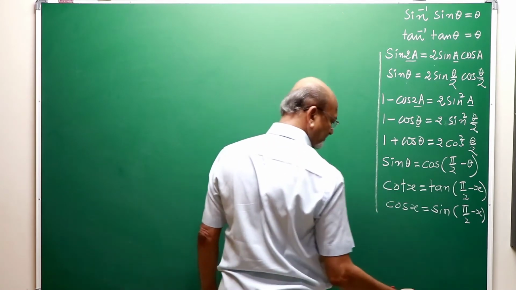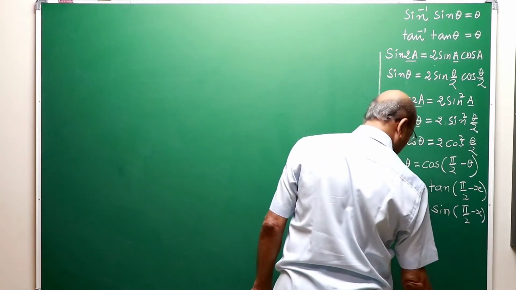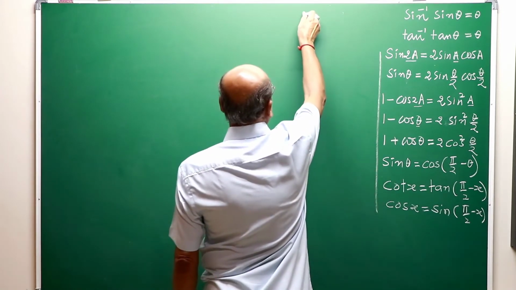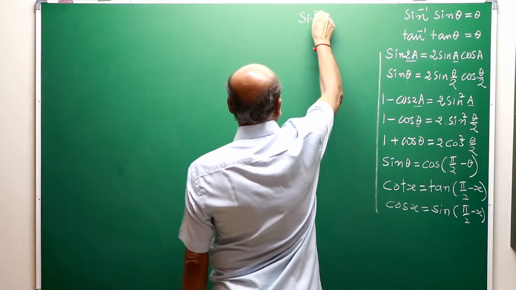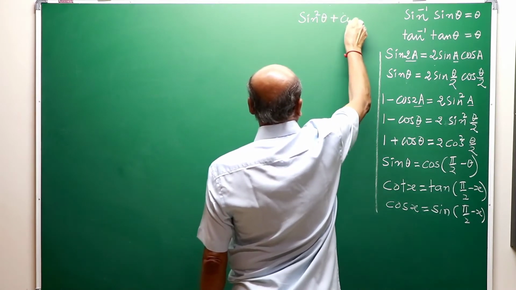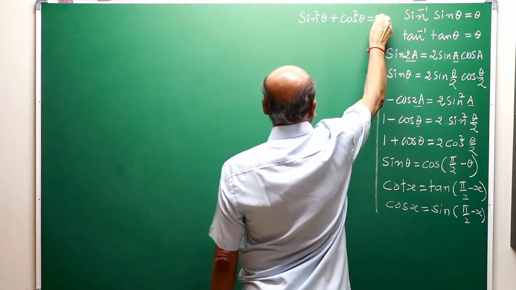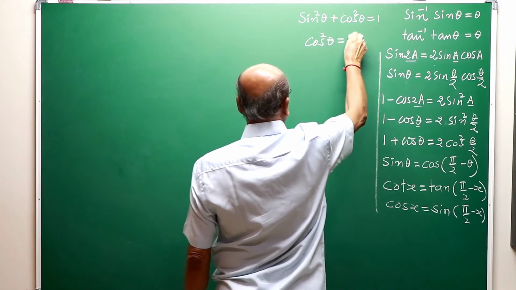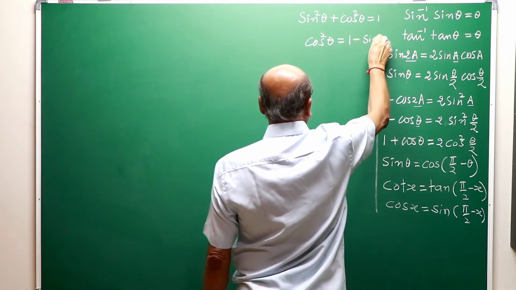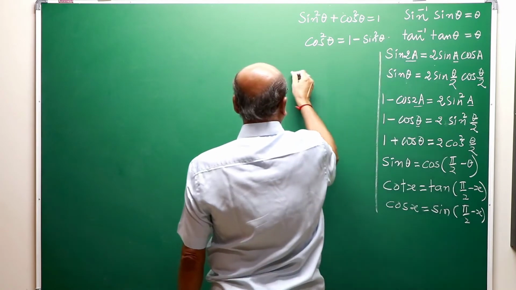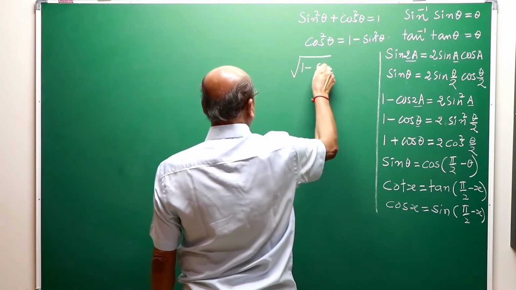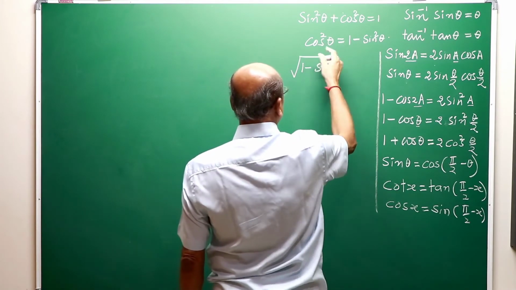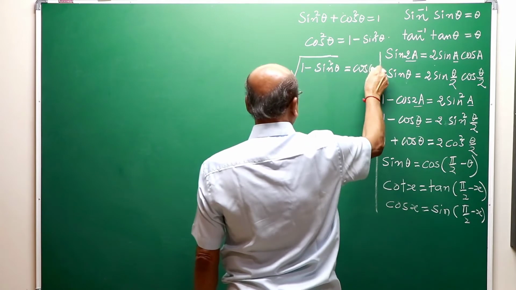Yes, my friends. I write one more result that I use while doing another group of examples. Already you know all these things. It is sin square theta plus cos square theta equal to 1. From this, tell what is cos square. Cos square theta is 1 minus sin square theta. Then what is the square root of 1 minus sine square? Square root of 1 minus sine square is square root of cos square, which is cos theta.